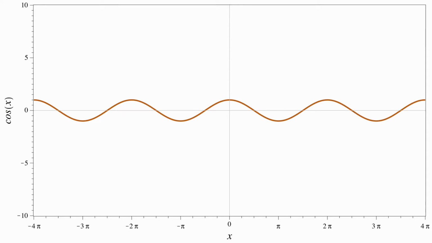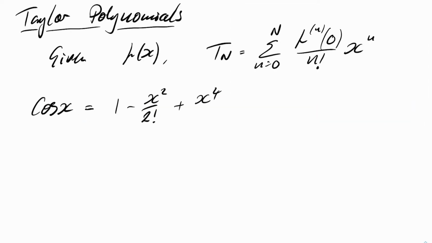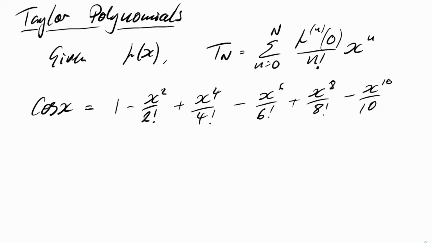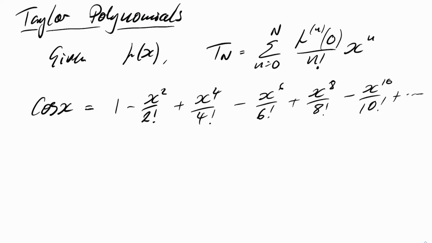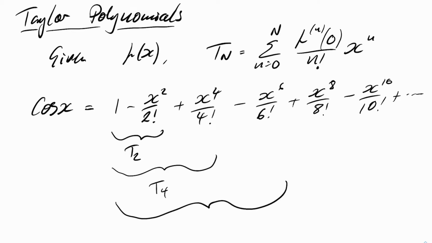Let's consider cosine of x. So we saw that this was equal to the series 1 minus x squared over 2 factorial plus x to the 4 over 4 factorial, and so on, all the way up to infinity. We can identify the Taylor polynomials in here. So T0 is just 1, T1 is equal to T0 because cos is even, so all the odd ones are equal to the even ones. So here we have T2, here we have T4, since T3 is equal to T2, the terms up to x to the 6, T6, and so on.